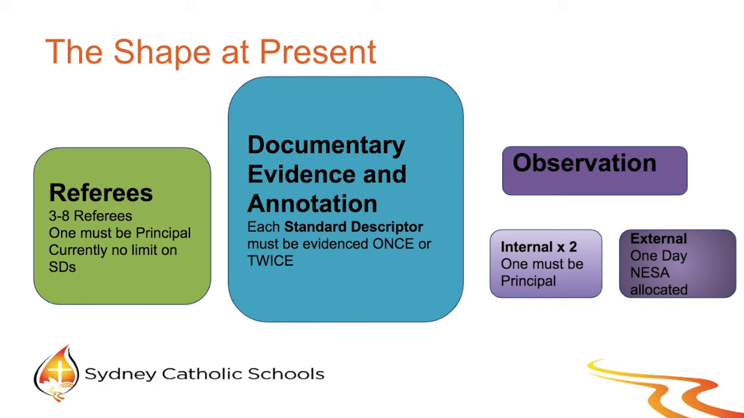The third pillar of the process is the observation, and you can see by the slide that there are 2 dimensions to this. There is an internal observation dimension, which happens in the school, where the principal observes a single lesson, a minimum of 1 lesson, and then either observes the second lesson themselves or delegates that responsibility to a senior member of staff. The other dimension of observation is the external observation or site visit, which is a 1-day visit conducted by NESA, and we'll have some more detail about that in a moment.